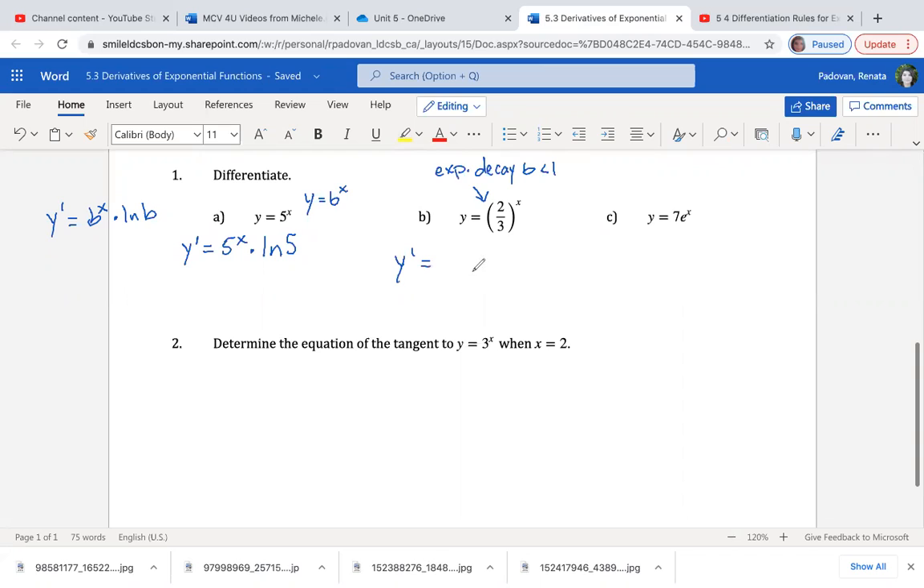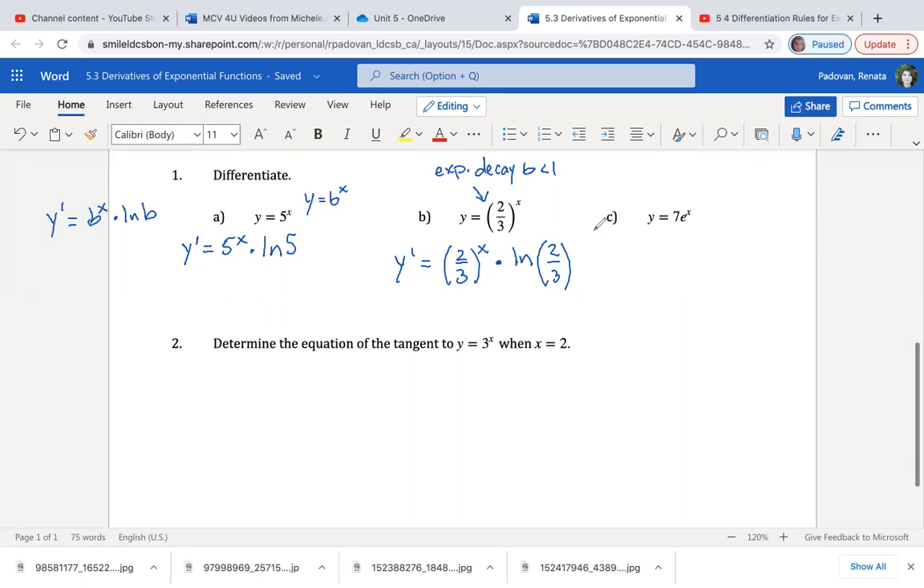I copy down what's there, 2/3 to the exponent of x, and I multiply that by the ln of my base, and my base is 2/3. And really that's it. You could figure this out as a constant number. You could get the ln of 2/3, and if you had that as a number, I suppose you could put that number in front. But in terms of just getting the derivative, if that's as far as we're going, you can just stop there.